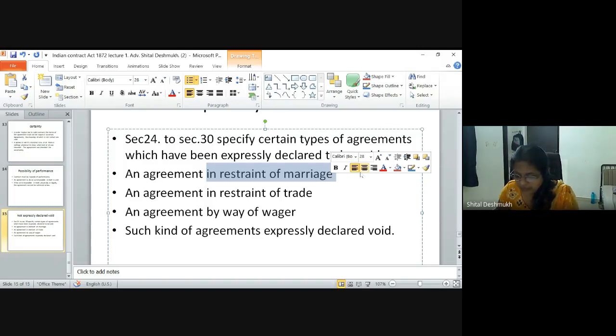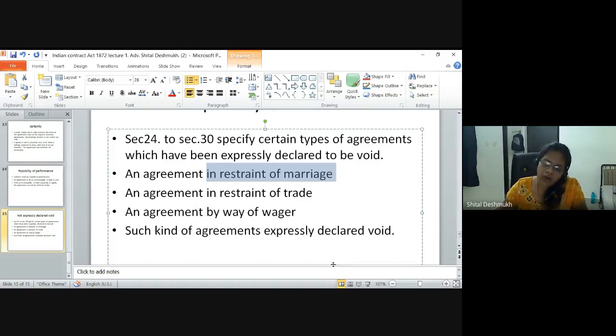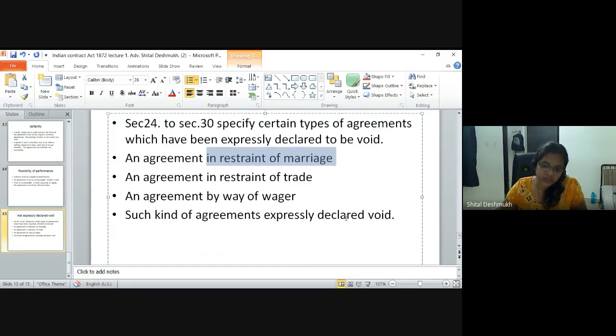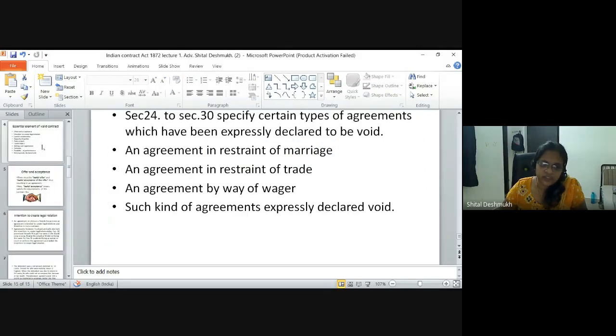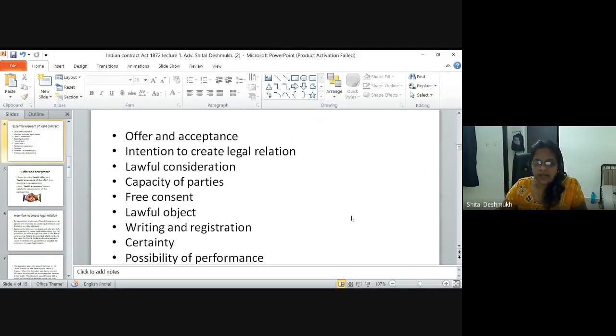Before dealing with the essentials of a valid contract in detail, of course we will see the various types of contract, that is, void contract, voidable contract, and void agreement, in the course of our discussion. So this is about the essential elements of a valid contract.